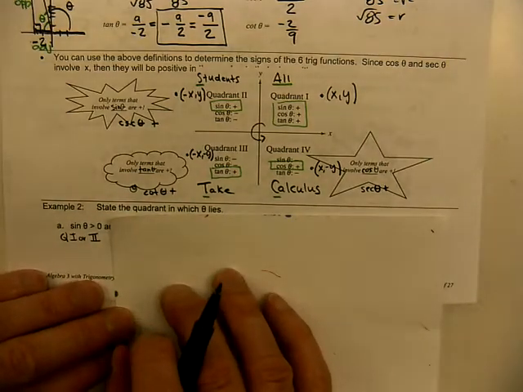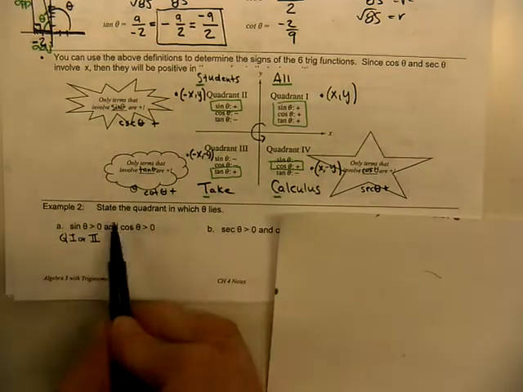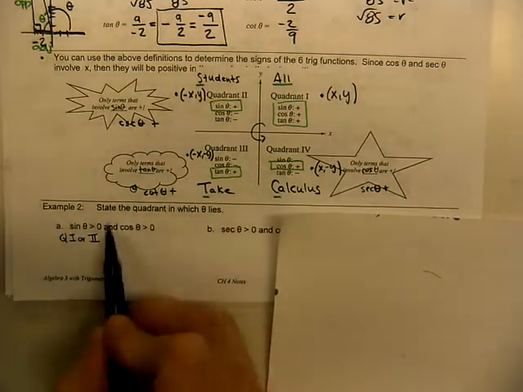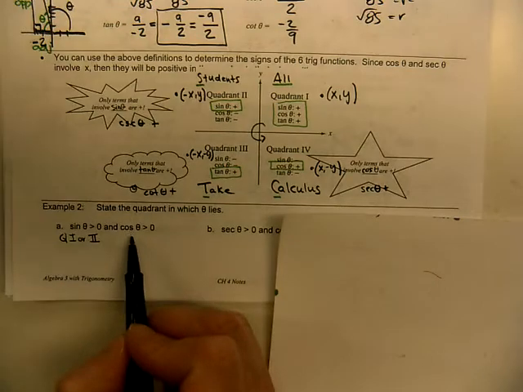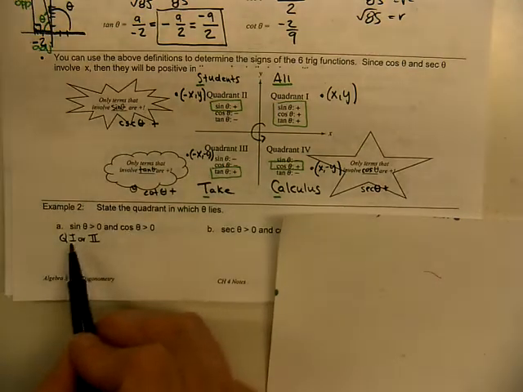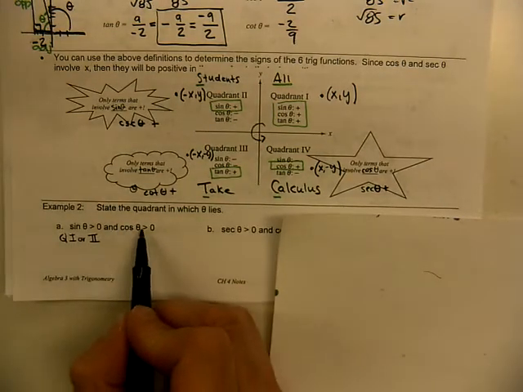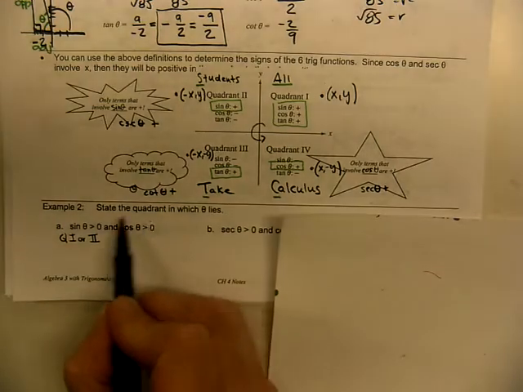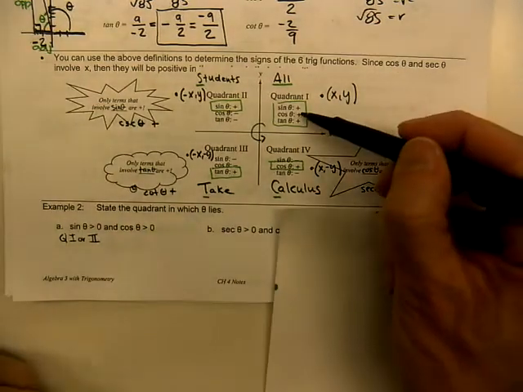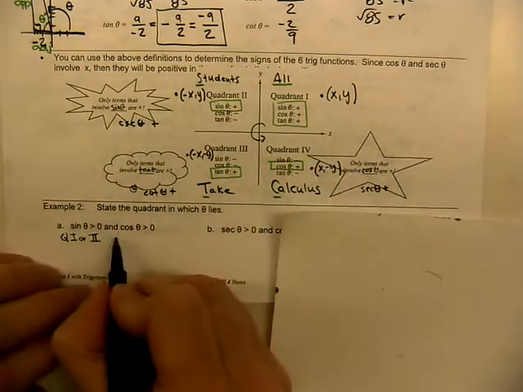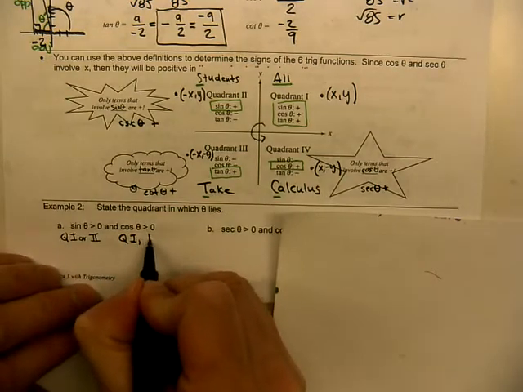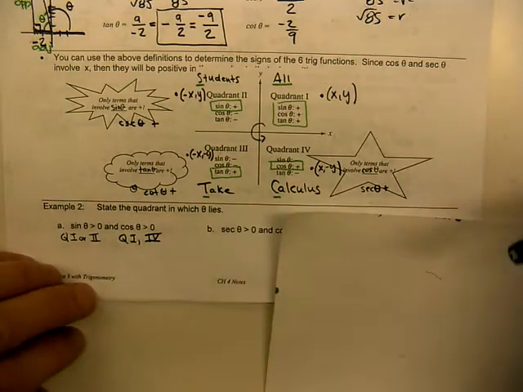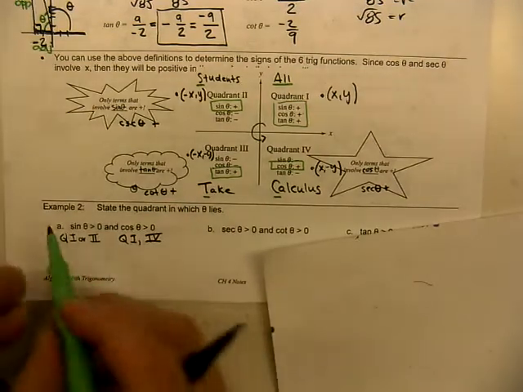So we would have two answers, except we have to consider this piece as well. This is the constraint. It's the limiting factor. It helps us to narrow down which quadrant we're in. Cosine is greater than 0. That means cosine is positive. So where is cosine positive? Quadrant 1 and quadrant 4. And then you look to see where do these overlap. Where are they both positive?